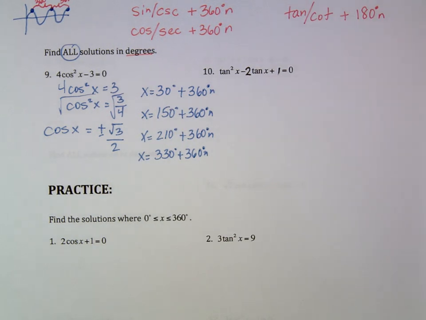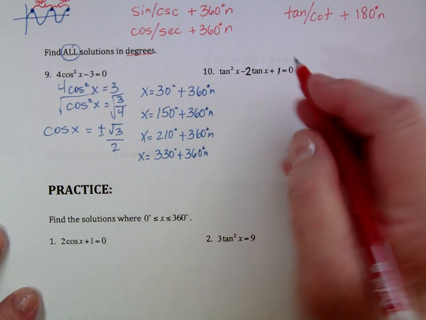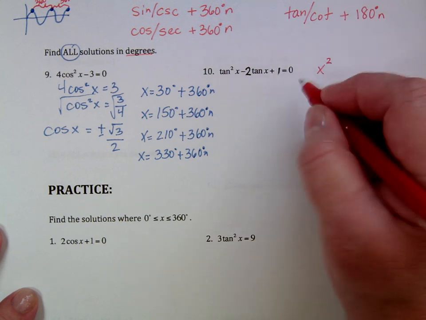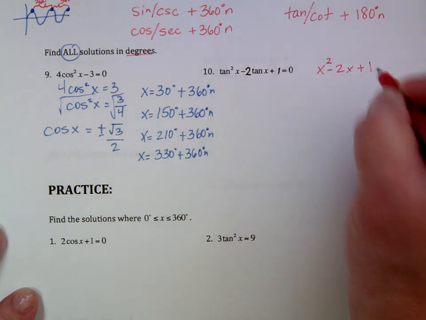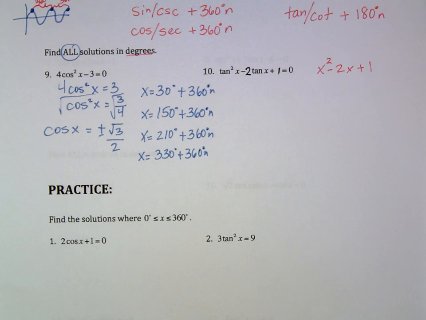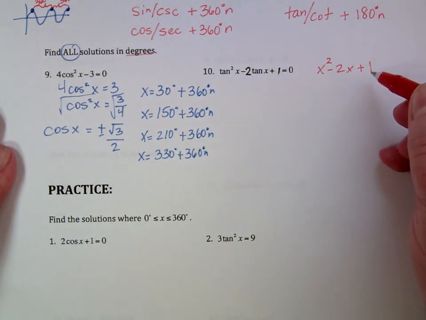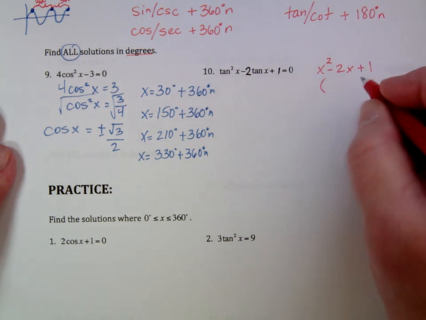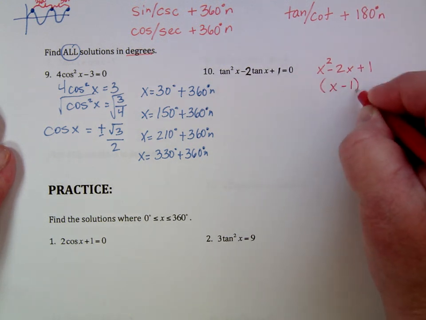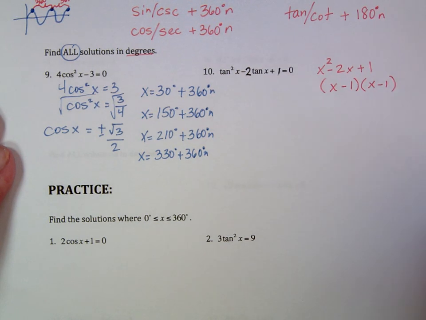All right, number 10. This one I have tangent squared and I have a tangent. That makes me think factoring. So I'm going to go off to the side and I'm going to think factoring with this one. So if I do that, tangent is my x, as if it were an x squared, minus 2x plus 1. Now I don't even have to AC method that. That one's pretty simple. Again, I need 2 numbers that multiply to 1 but add to be a negative 2. So that's going to give me an x minus 1 and another x minus 1. And so I'm going to apply that as if x were tangent.